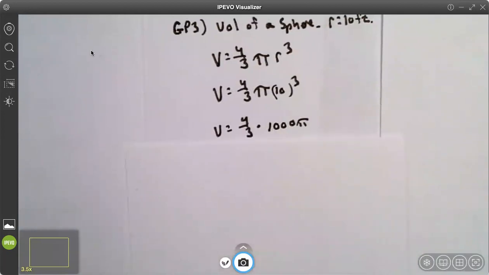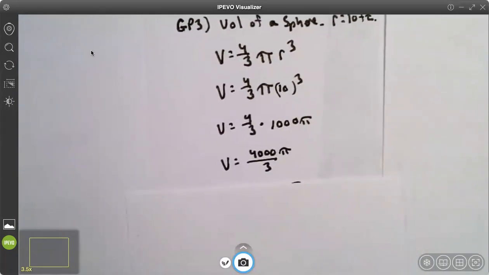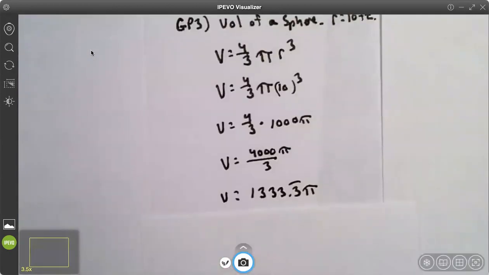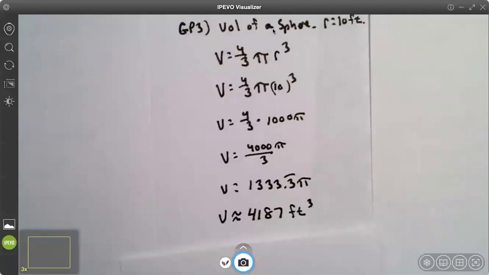I'm giving you time to do it. Hit times 4, which gives me 4,000. Leave that in my calculator. Now hit divide by 3. That gives you a repeating decimal. Leave that in your calculator. If you don't have a pi button, now say times 3.14. And that gives you your answer of 4,187 cubic feet, approximately.